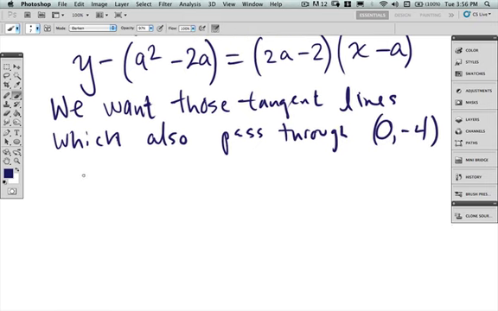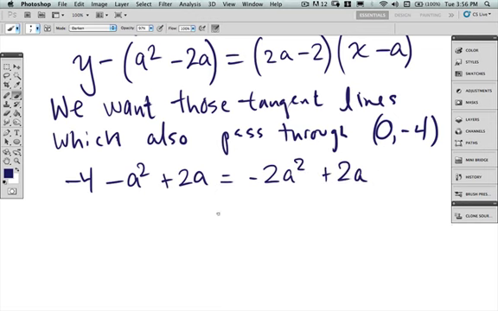So if we put in x equals 0 and y equals negative 4, we need to also have a true equation. So when y equals negative 4, we have negative 4 minus a squared plus 2a equals, and I'm going to let x equal 0. When x equals 0, this term here, x minus a, becomes negative a. So we will have negative 2a squared plus 2a on the right side.